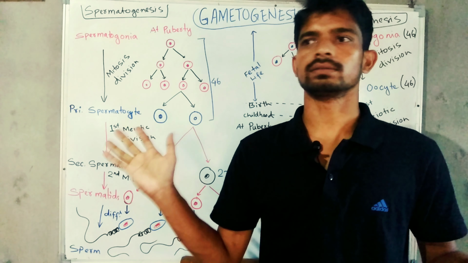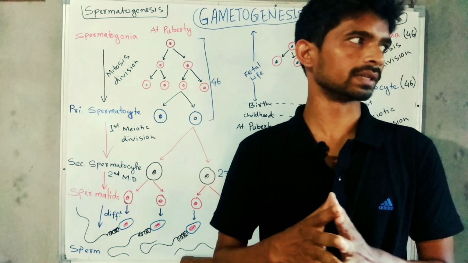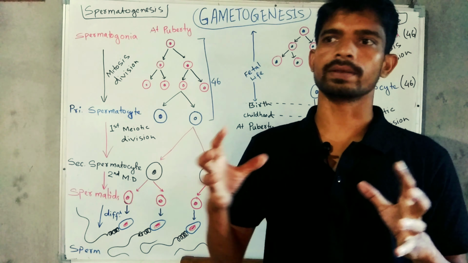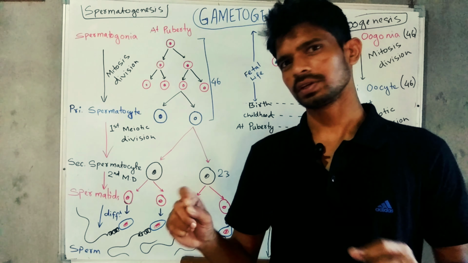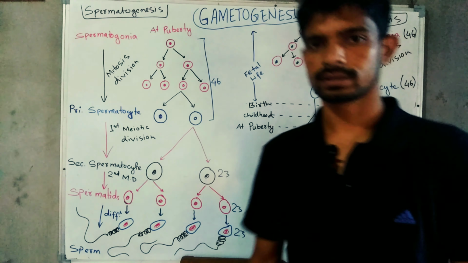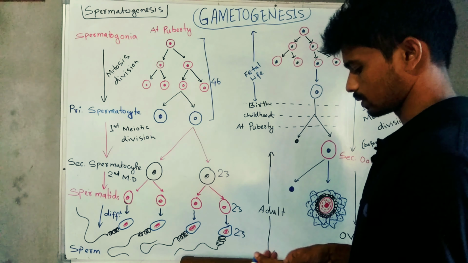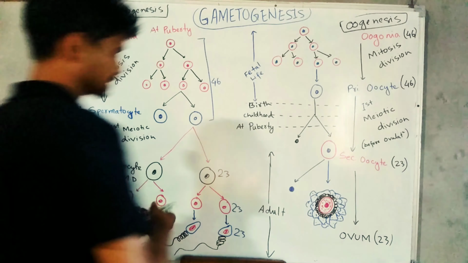So today I'll discuss the schematic diagram of Gametogenesis. That means how the sperm cells are produced and how the ovum cells are produced. You can see it in a flow chart, which will help you to understand more. So let's start with the video lecture on Gametogenesis.